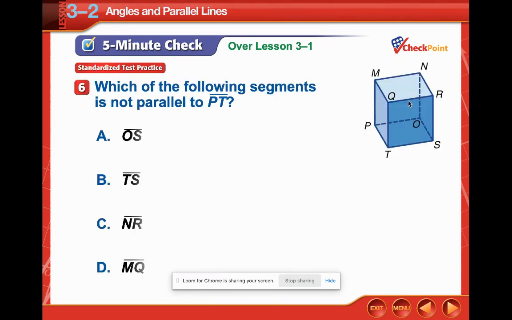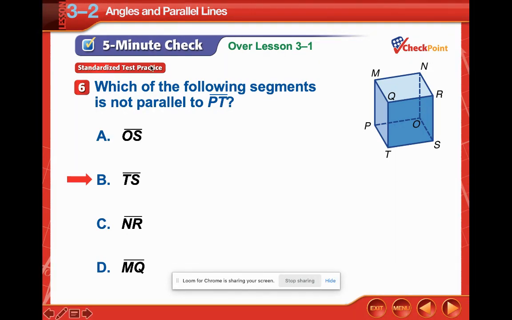All right, last one here. Which of the following segments is not parallel to segment PT? Why don't you guys take 5 to 10 seconds and stop speaking. You guys can pause the screen if you want to take a second. Try and solve this one on your own. Be sure to check your notes. All right, hopefully you're able to solve this one on your own.